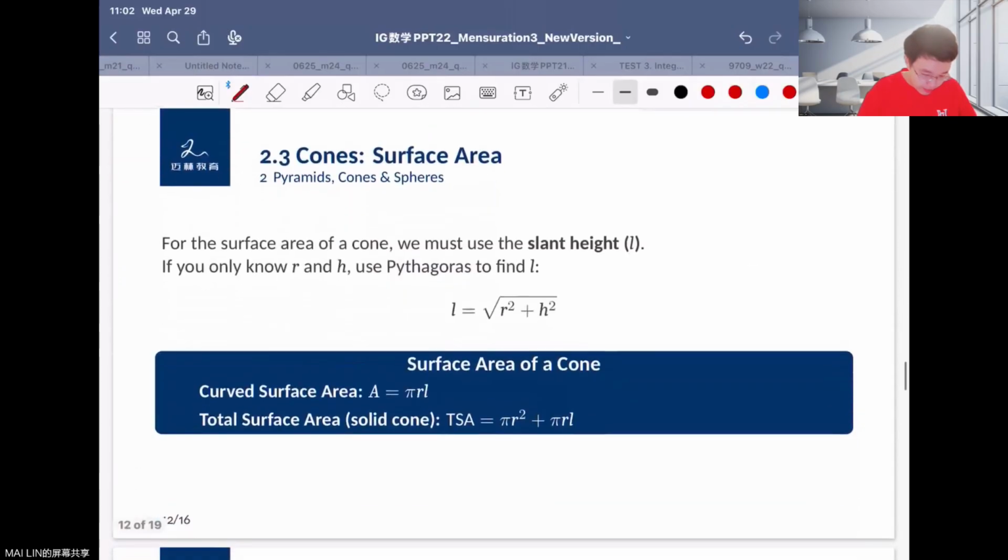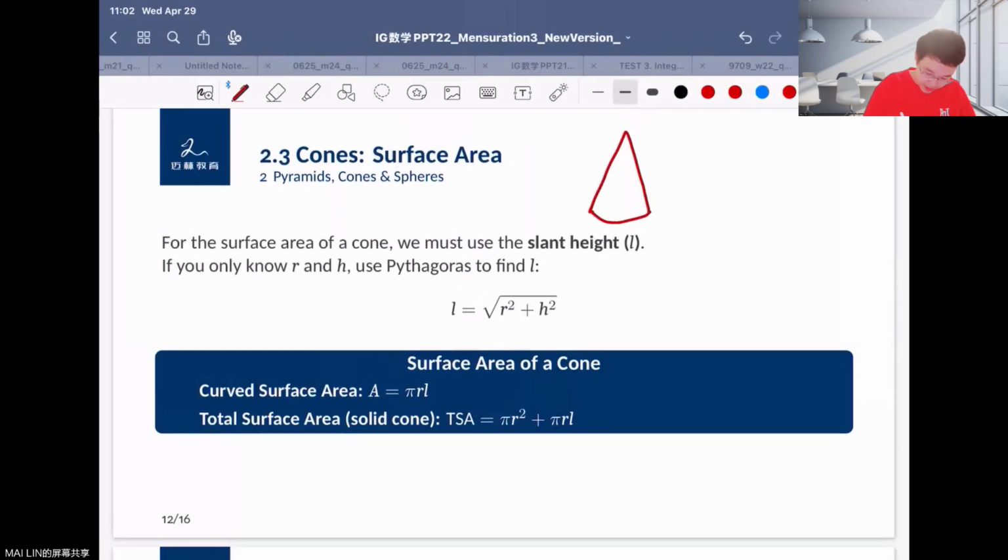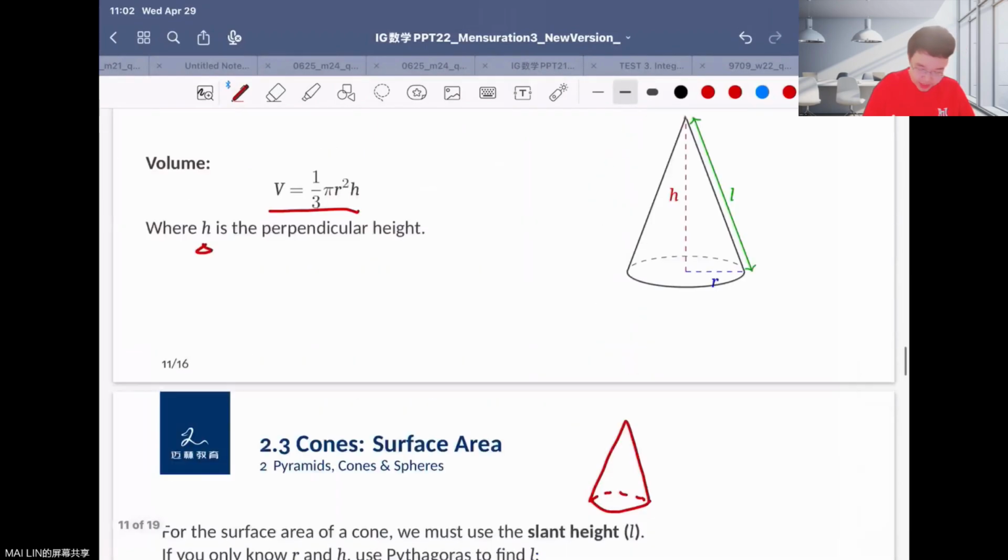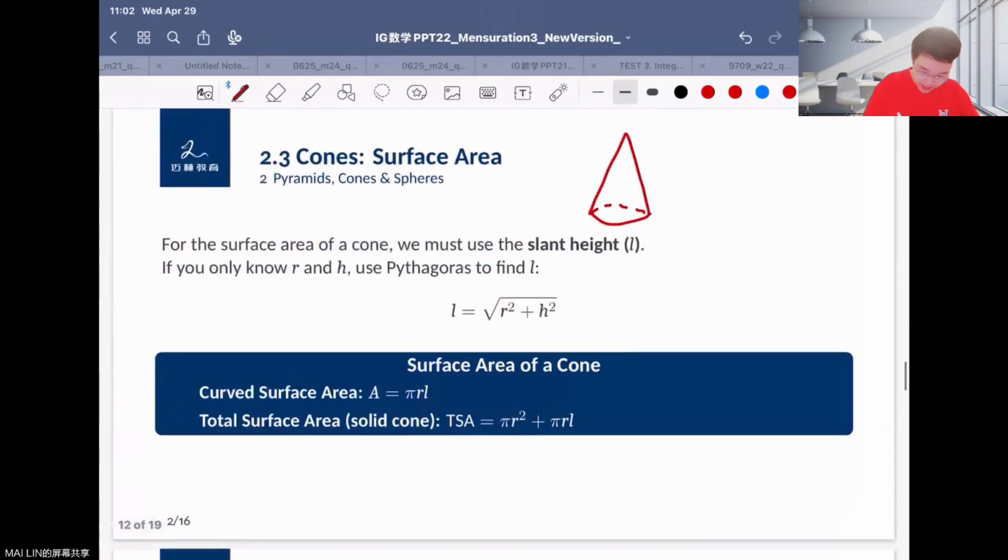And then we come to the cone's surface area. Here is a cone, and here is the base. The length here is the slant side, or slant height. Here is r, here is the height h. The length is L equals the square root of r squared plus h squared, following the Pythagorean theorem.